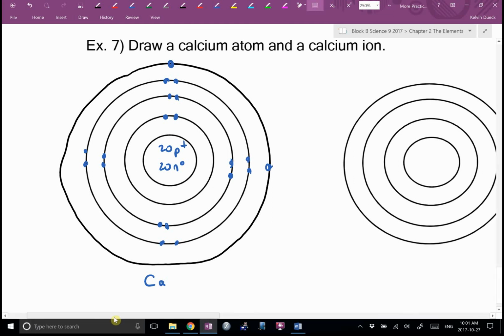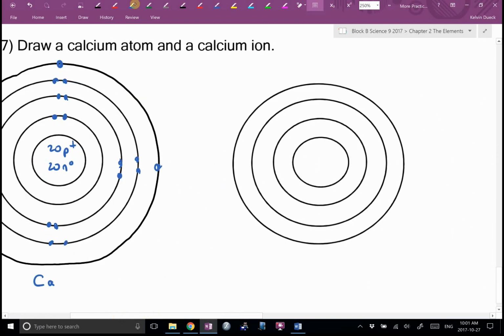Ion. Still Ca. Still 20 p plus, 20 n0. Still 2 in the first shell. Still 1, 2, 3, 4. Pair, pair, pair, pair. And 1, 2, 3, 4. Pair, pair, pair, pair. That's it. Because you have an ion, you need the bracket. Yes. And the 2 plus.